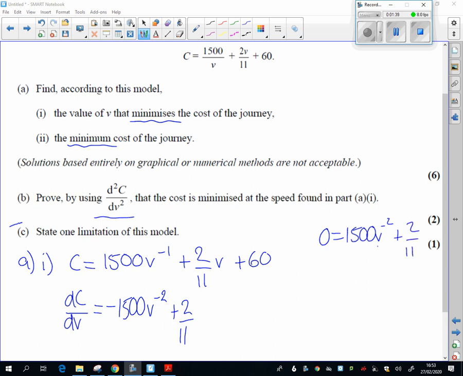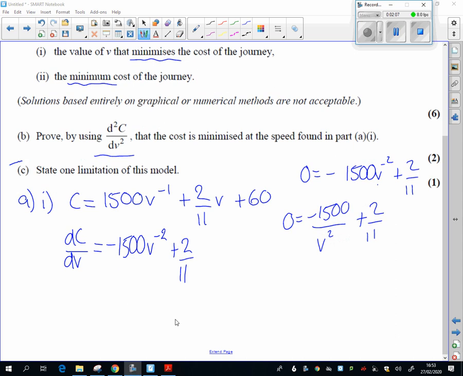Okay, and then I've just got to think about how to deal with that v to the minus 2. My preferred method is to rewrite the v to the power of minus 2 as 1 over v squared, because that's what the power of minus 2 means. Then, let's give myself a little bit more space, I would add the minus 1,500 over v squared over to the left-hand side. I would multiply up by the v squared.